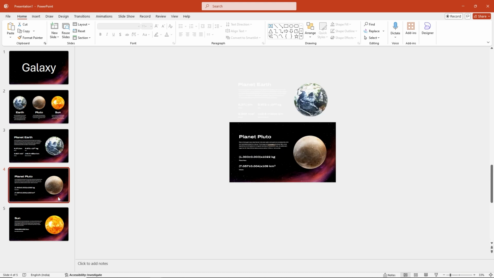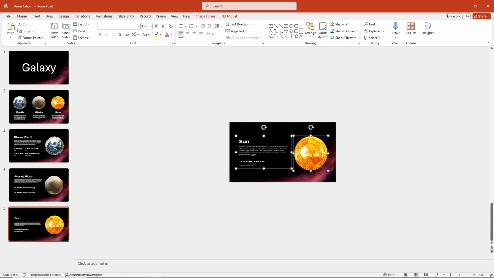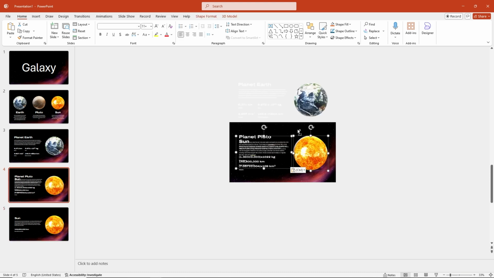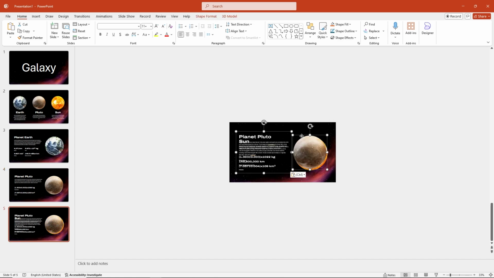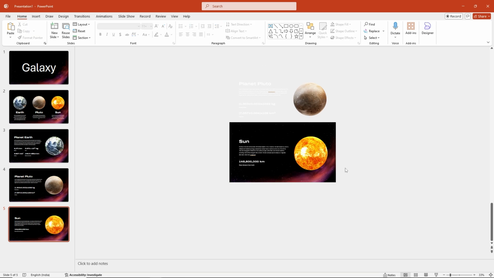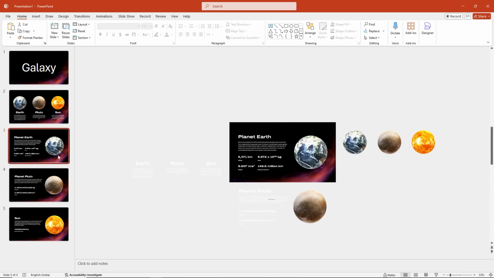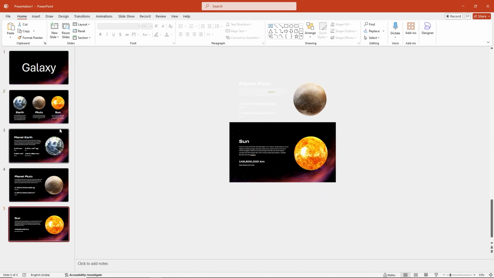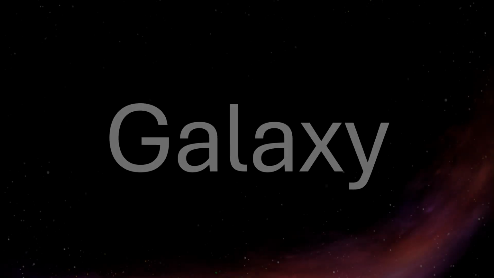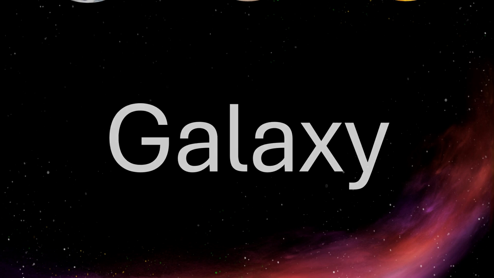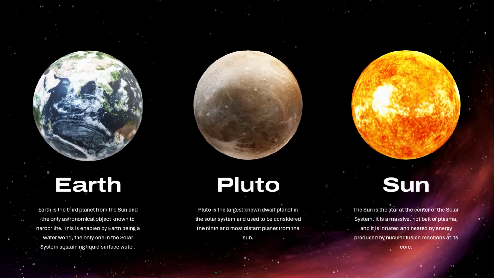Similarly, make changes to slide 4 and slide 5 as well. And then select all these slides in the slide outline and apply Morph Transition. So there you have it, a beautiful solar system presentation made directly on PowerPoint with Morph Transitions.